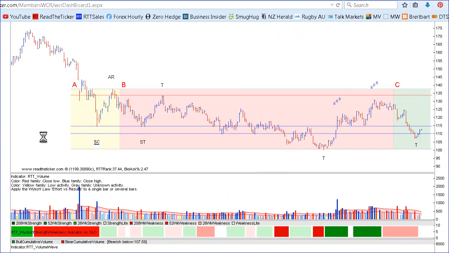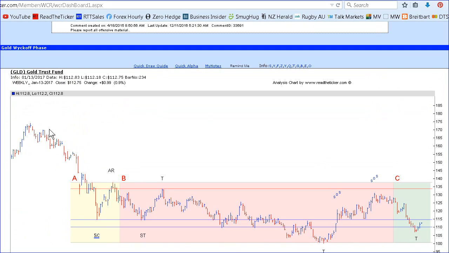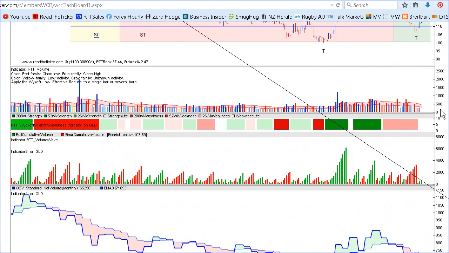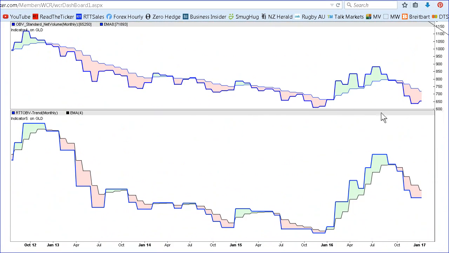Supply lines have been broken. If I draw a trend line here, as you can see, other trend lines have been broken. So the supply of the downtrend has been busted. We scroll down to some other indicators here. We can see here that the net volume is starting to come in. We've got a bit of a test going on, but more importantly, the RTT OBV trend shows this big punch up here, that something different is going on.